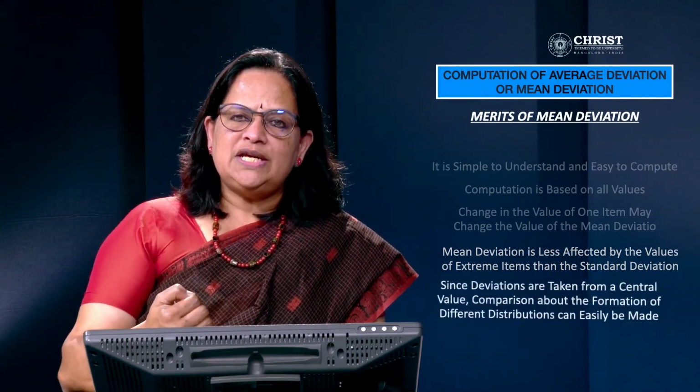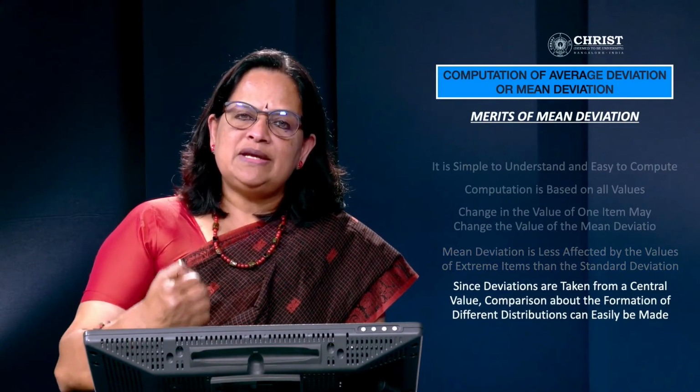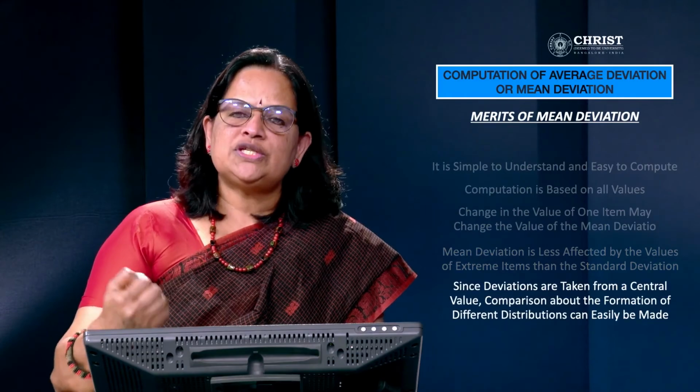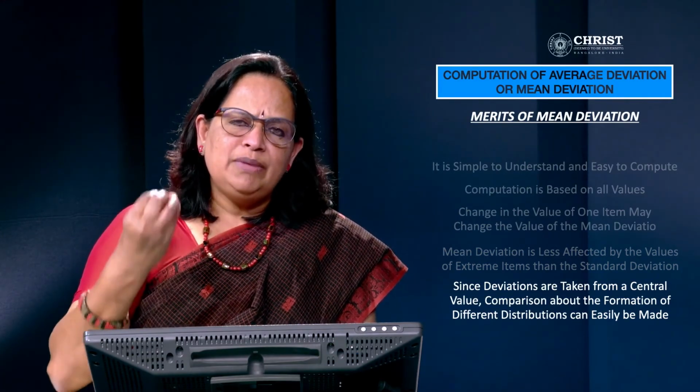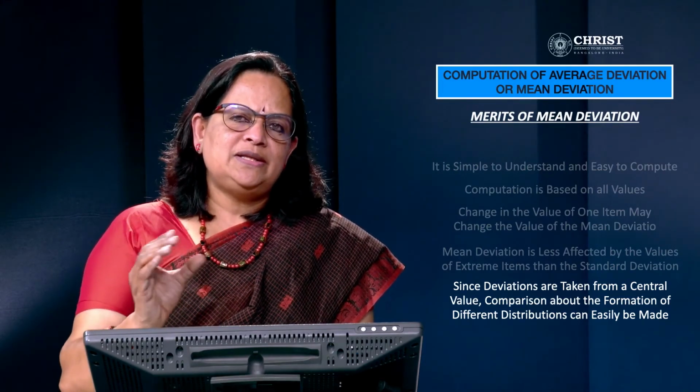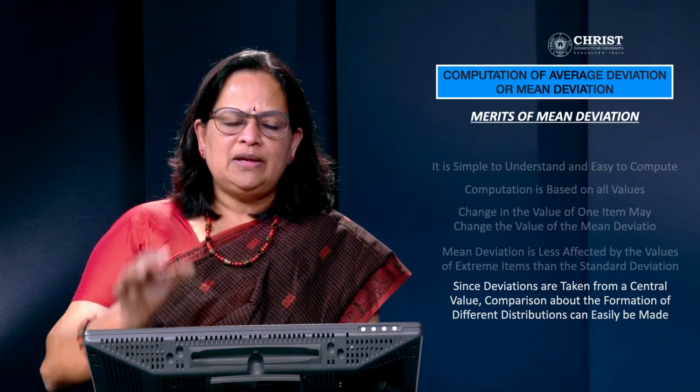Then deviations are taken from the central value. Comparison about the formation of different distributions can be easily made because we are taking the middle value, that is the mean of the distribution. Then we are considering the variations. So that is also another advantage.